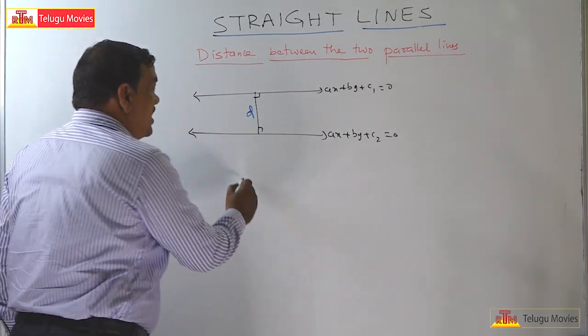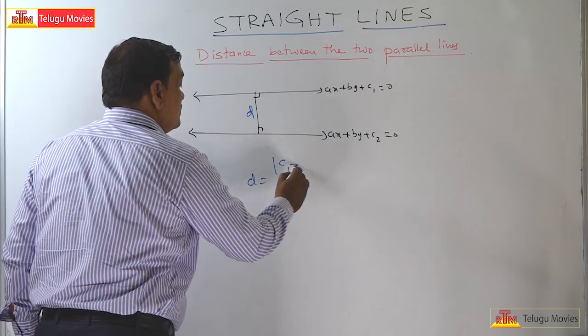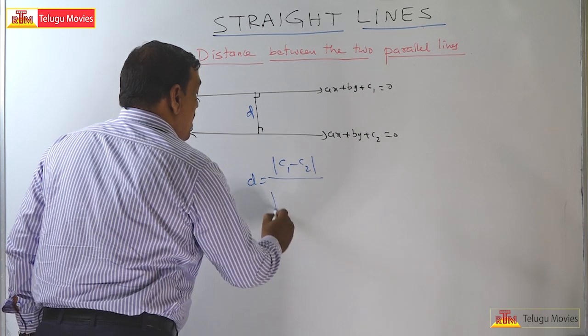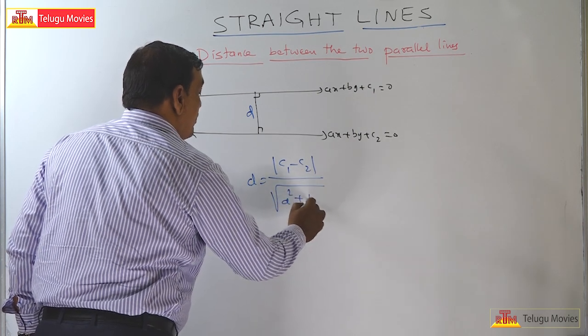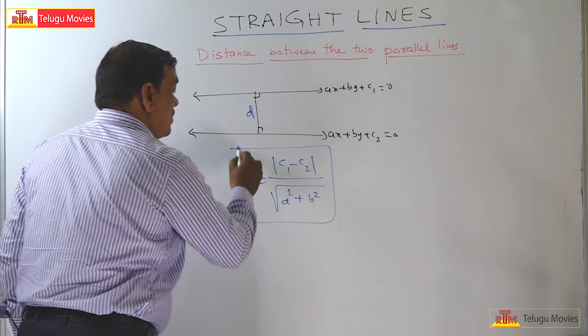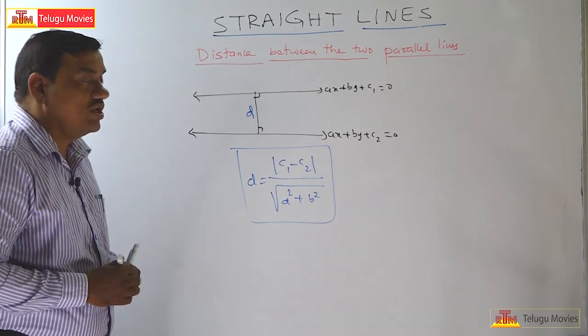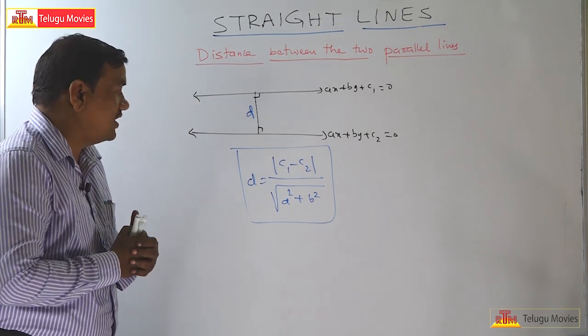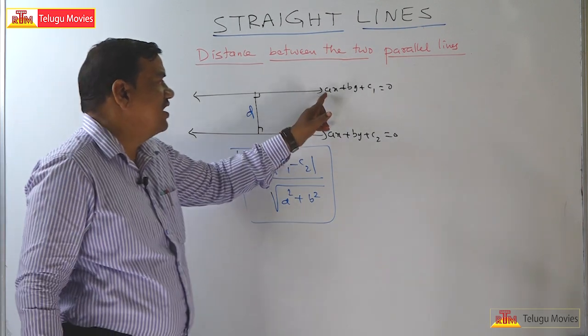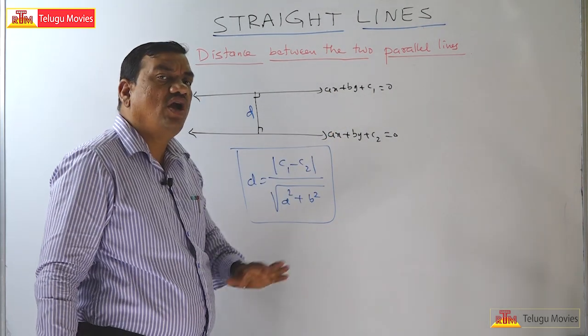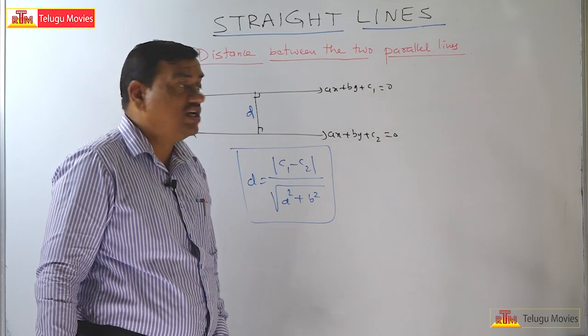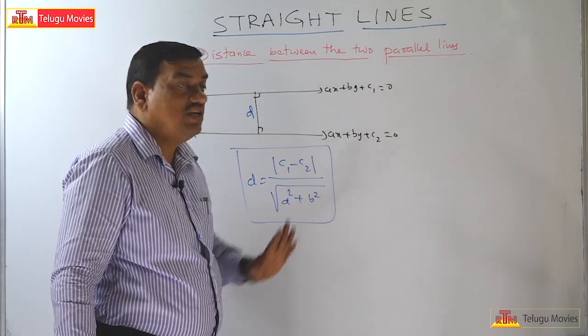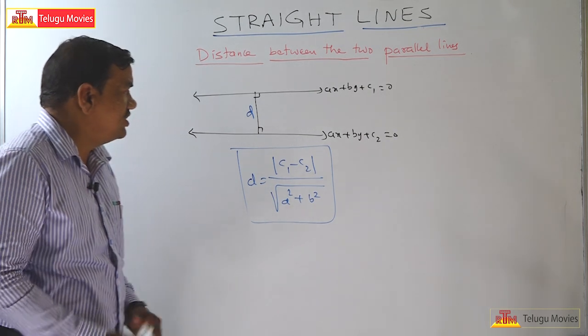So this d is given by modulus of c1 minus c2 divided by the square root of a square plus b square. So d is equal to modulus of c1 minus c2 over under root of a square plus b square. Here the a value and b value will be the same for both the equations. The only difference is c1 minus c2. So this is the formula.